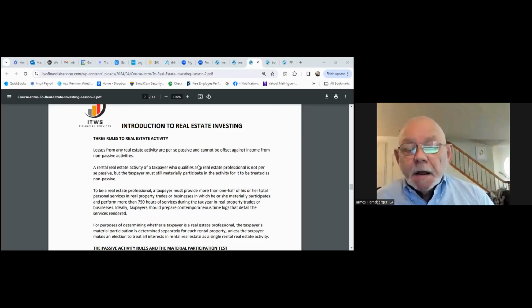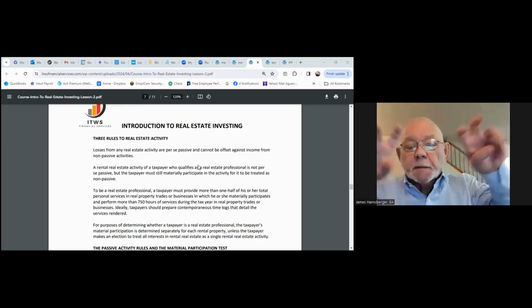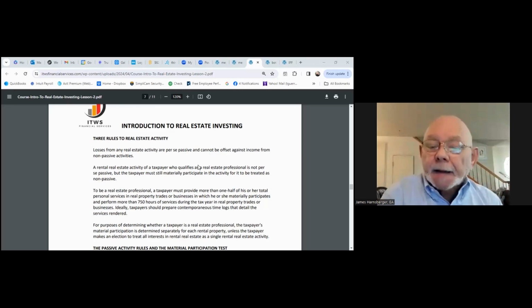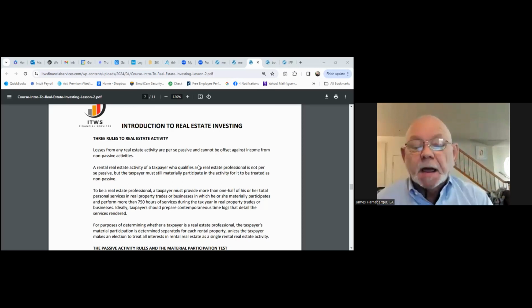Losses from any real estate activity are considered per se passive. It's a legal term of art, per se passive. They cannot be offset against income from non-passive or ordinary activity, like your paycheck or other ordinary income. A rental real estate activity of a taxpayer who qualifies as a real estate professional is not per se passive. It is statutorily active because you've met a statutory test.